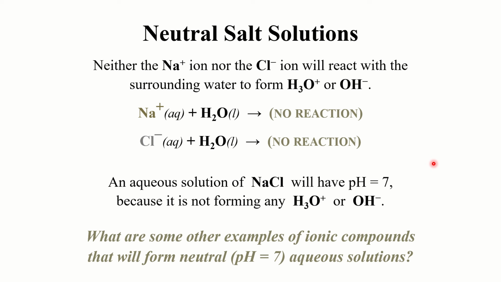Similarly, if you have the cation from a strong base, so Na from sodium hydroxide, or K, or Rb, Cs, etc. Any of those cations that came from a strong base, when you put those in tandem with the anion from a strong acid, you're going to have a neutral salt solution.